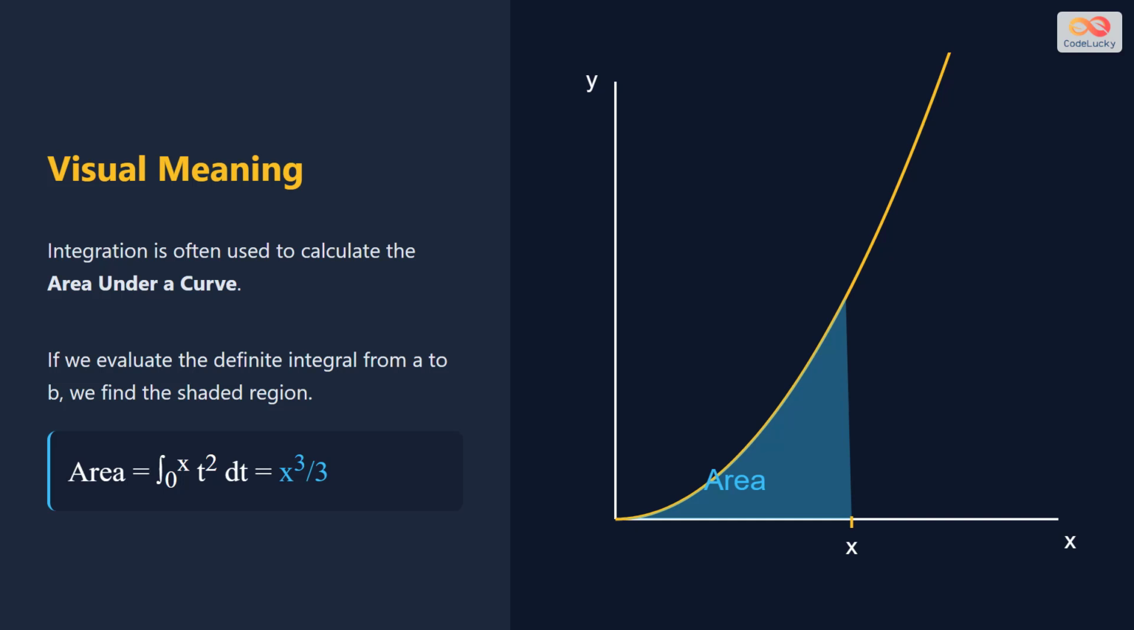Visually, indefinite integration gives us a function. If we calculate a definite integral between 2 points, say 0 and x, we are actually calculating the area under the curve. The power rule helps us find the formula to calculate this area exactly, without having to approximate it with rectangles.